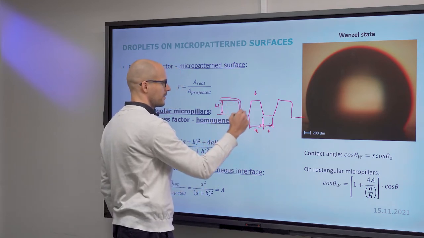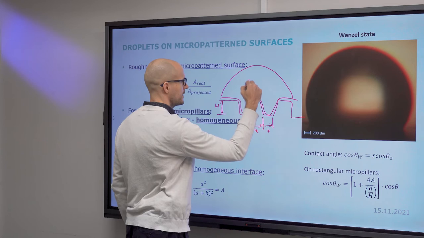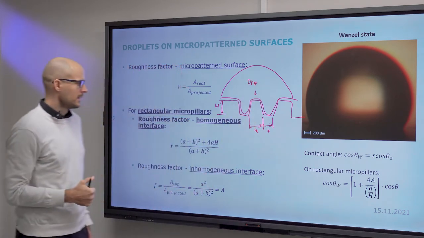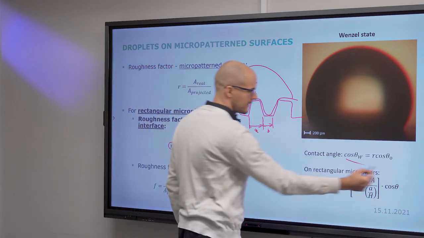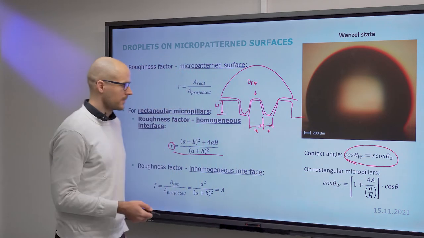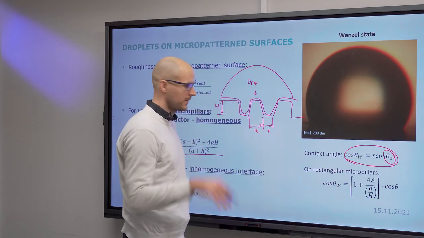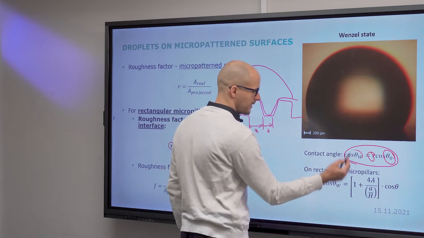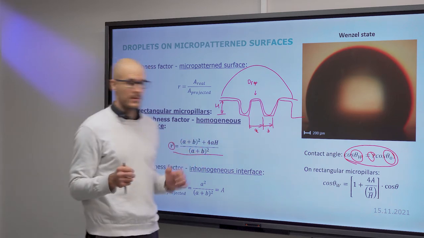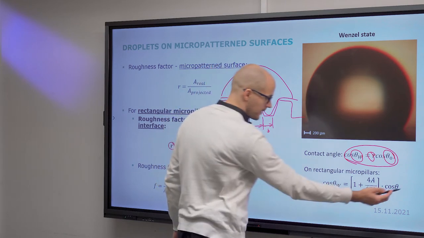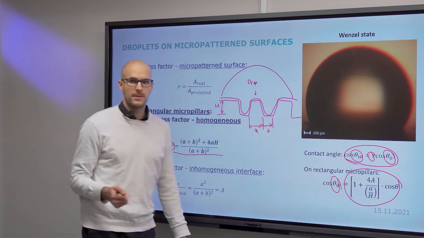And then a homogeneous interface would mean that you only have a liquid to solid interface for your drop. Then it looks like this, and the roughness factor is calculated as such. If you substitute that into this expression of the contact angle, this one is your equilibrium contact angle on any surface, with the roughness factor, and then this is the contact angle for the so-called Wenzel state, where the interface is homogeneous. For rectangular micropillars, if you substitute the roughness factor, then you can calculate the contact angle as such.